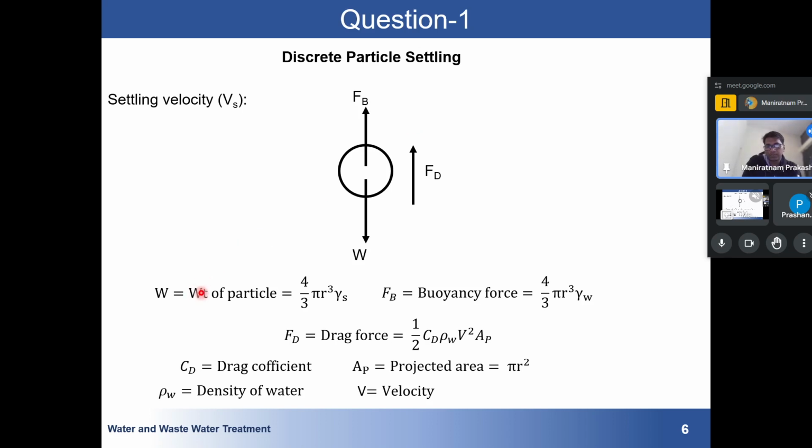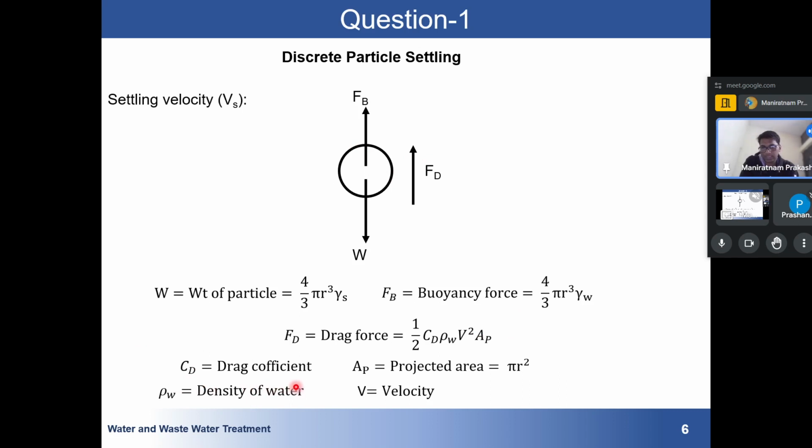The weight of the particle will be given by volume into its density. The buoyancy force will be given by volume into density of the water. The drag force, for any kind of solid or any kind of particle in water or in any liquid, is given by a simple formula: 1 by 2 into drag force coefficient into density of liquid into velocity squared into projected area, which means how much area is projected on the surface. For other liquids this density will be changing.